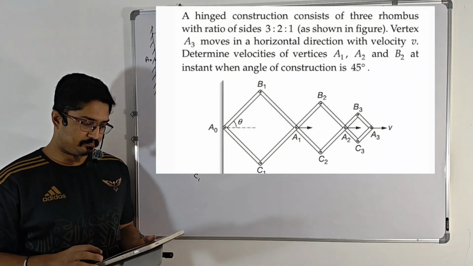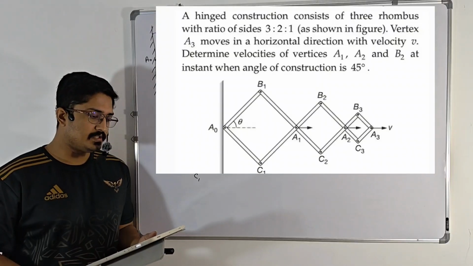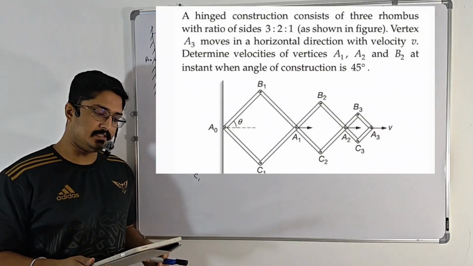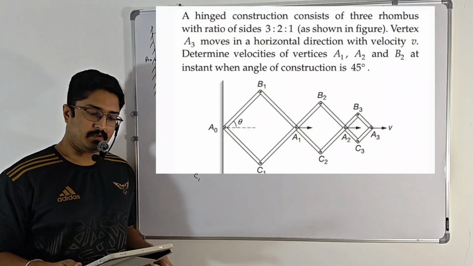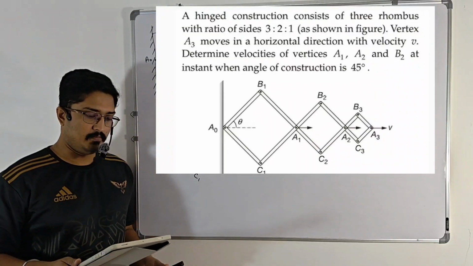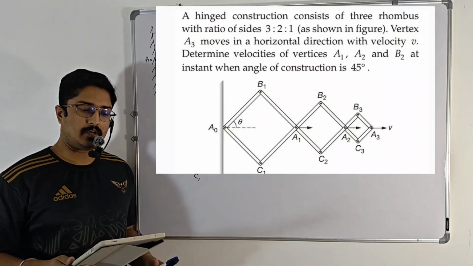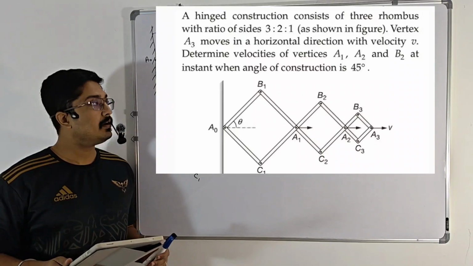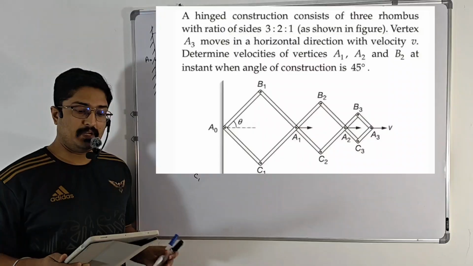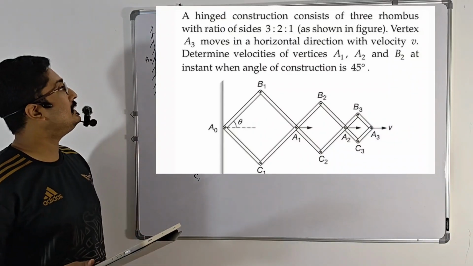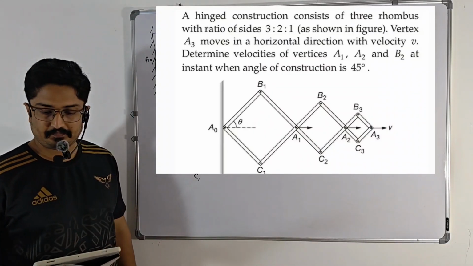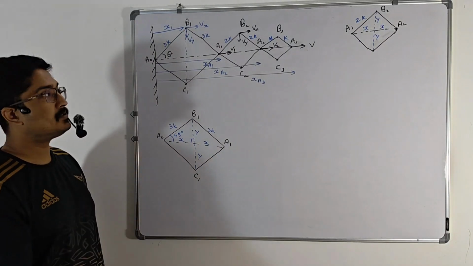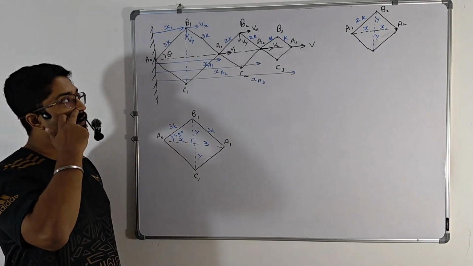The question says that a hinged construction consists of three rhombus, with the ratio of sides 3:2:1 as shown in the figure. Vertex A3 moves in horizontal direction with the velocity v. Determine the velocities of vertices A1, A2 and B2 at an instant when the angle theta is equal to 45 degree.